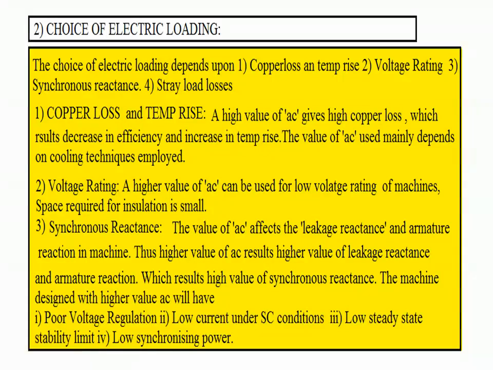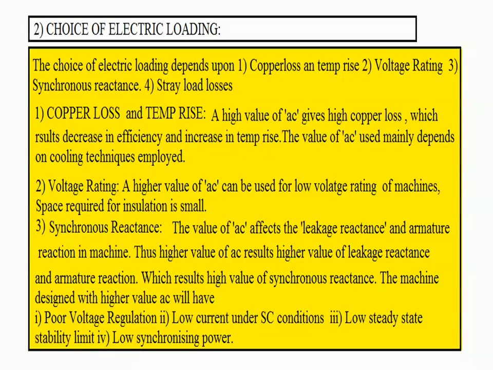The value of AC used mainly depends upon the type of cooling technique employed in the system. If you want to use a higher value of electric loading, then you can use better cooling techniques and better insulation, that is the meaning. Number 2, voltage rating. A higher value of AC can be used for low voltage rating machines because the space required for insulation is small.